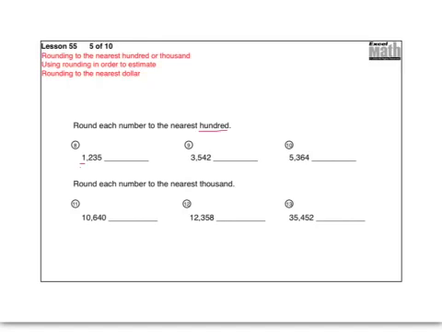So we have 1,235. Now we're rounding to the nearest 100. The 2 is in the hundreds place. So this number is between 1,200 and 1,300, right? Because 1,235 is more than 1,200 and less than 1,300, and these are hundreds.